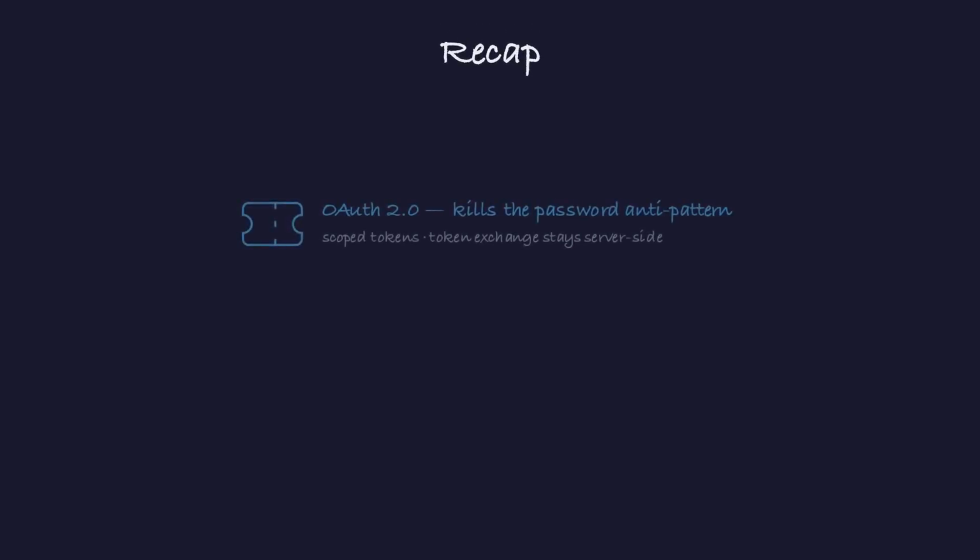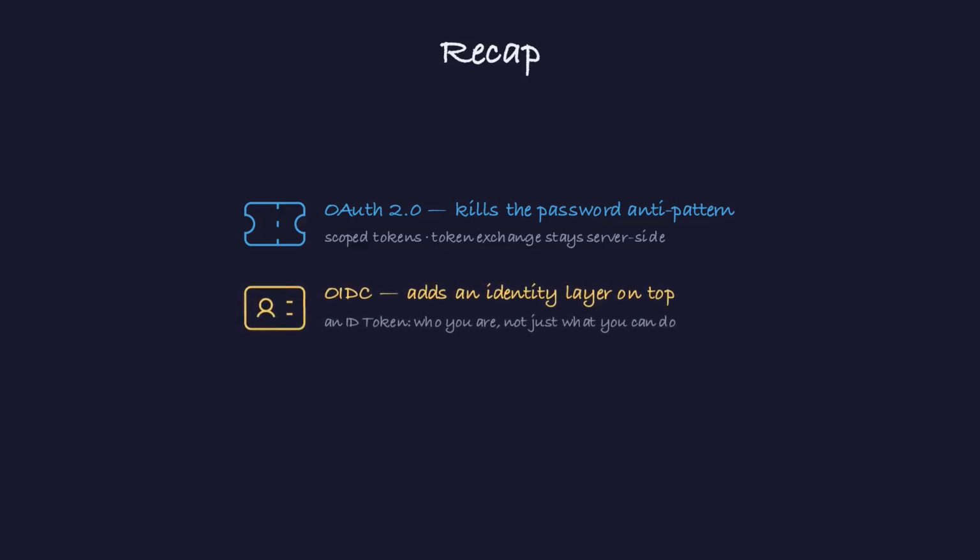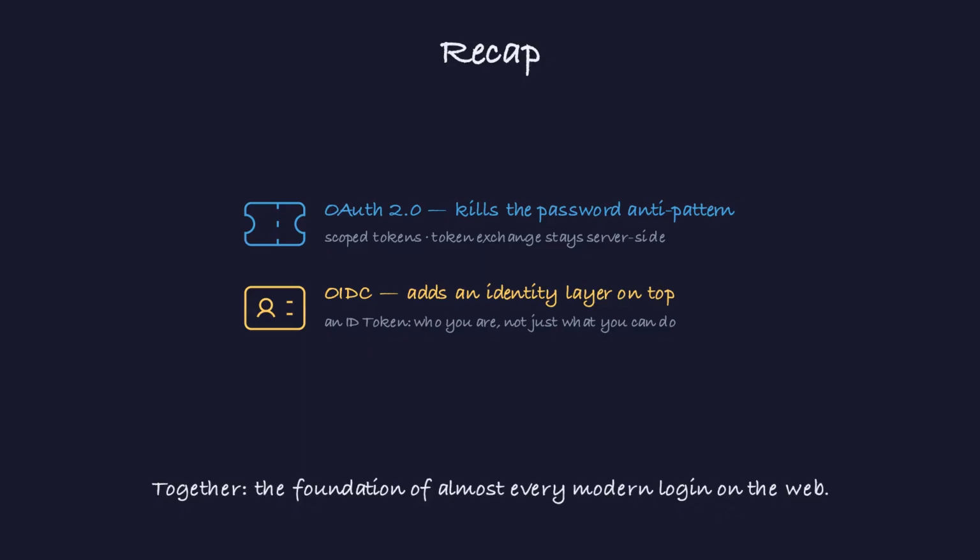So to recap, OAuth 2 solves the password anti-pattern. Instead of sharing credentials, you grant limited scope tokens, and the authorization code flow keeps the token exchange server-side, away from the browser. OIDC adds an identity layer on top, an ID token that tells the app who you are, not just what you can do. Together, they're the foundation of almost every modern login system on the web.